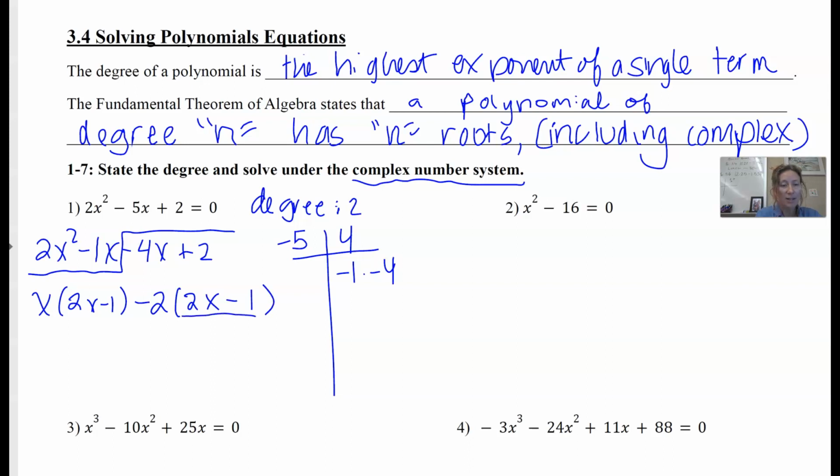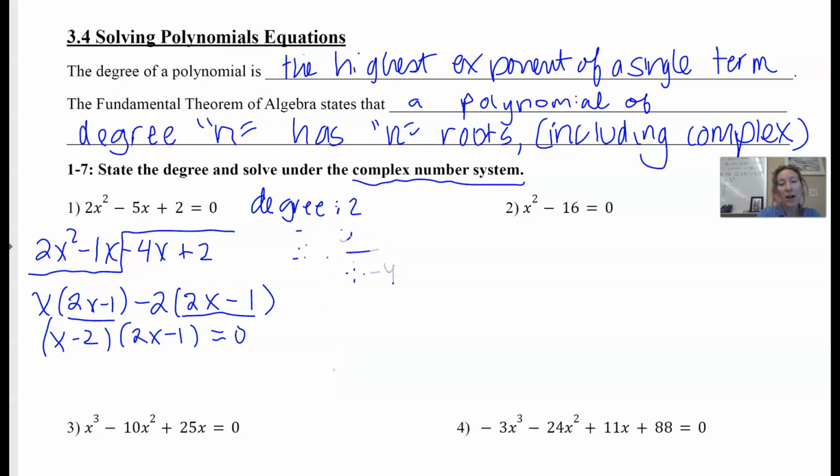I noticed the hint. I love the hints. They let me know I'm doing it right. So 2x minus 1 and 2x minus 1. My answer is x minus 2 and 2x minus 1 equals 0. So we have factored this, but we have not yet solved it. So in solving, we have one additional step. I'm erasing my work just to regain some of the space.